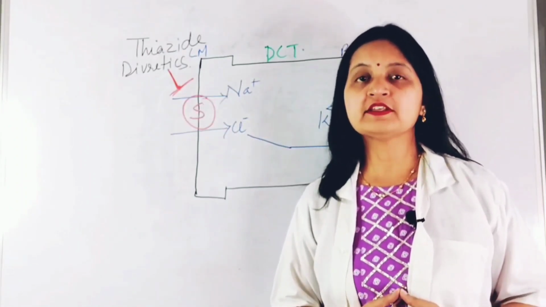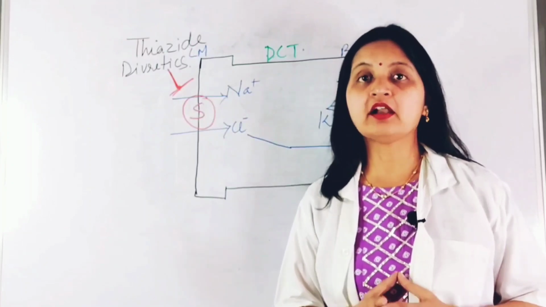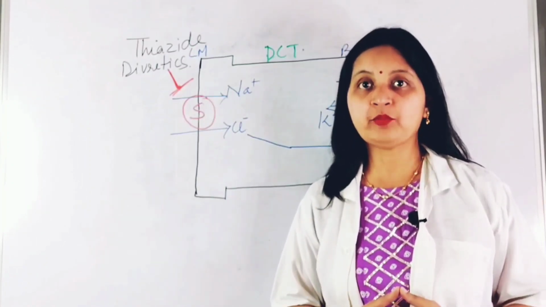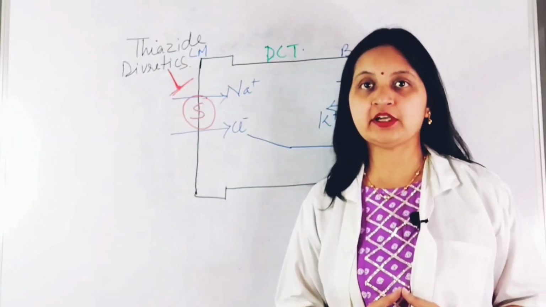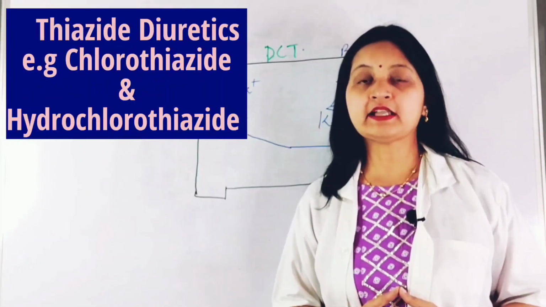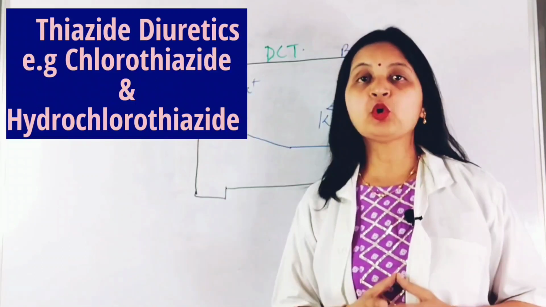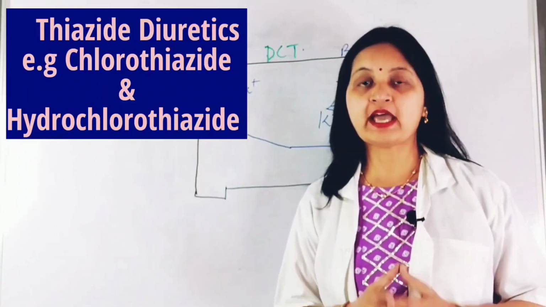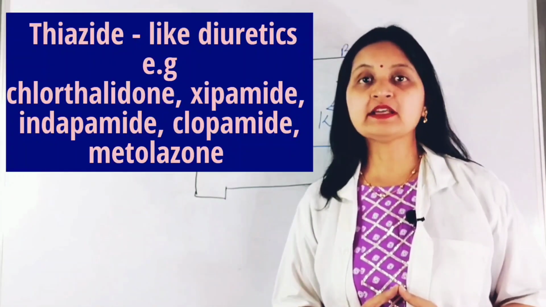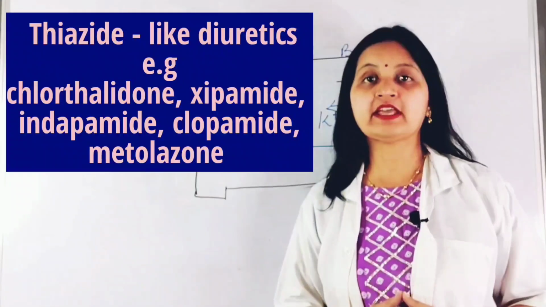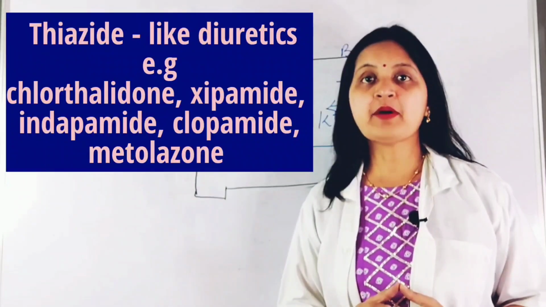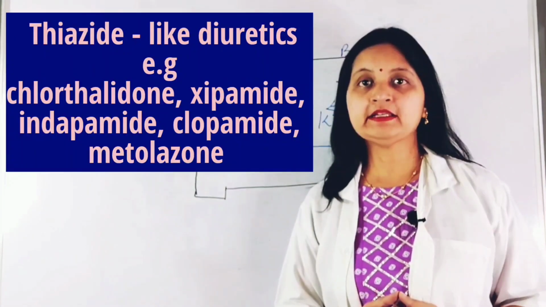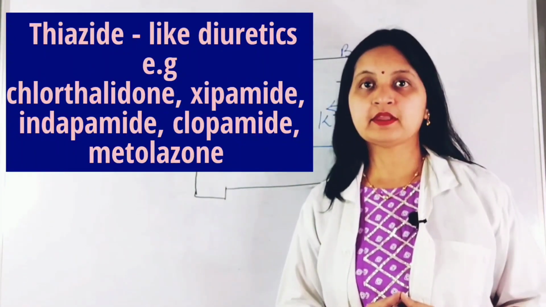To introduce this topic, thiazide diuretics are among the most commonly prescribed drugs, particularly in the treatment of arterial hypertension. Examples of thiazide diuretics are chlorothiazide and hydrochlorothiazide. Examples of thiazide-like diuretics are chlorthalidone, xipamide, indapamide, clopamide, and metolazone.